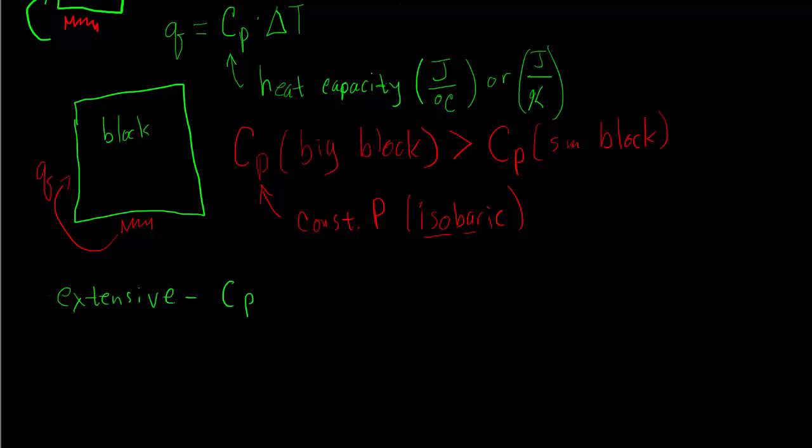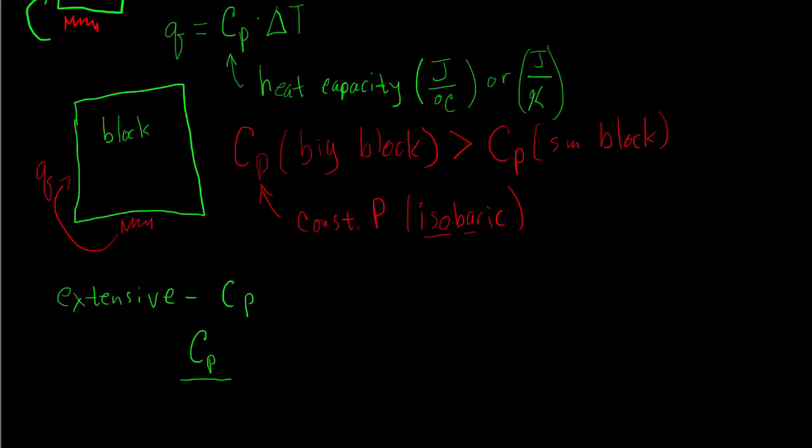So we know what extensive means. It means it depends on the amount of material. So we've seen in the past that we can create an intensive property, which doesn't depend on how much stuff you have and would just be a property of the material, by taking two extensive properties and dividing them. So what we're going to do now is divide Cp by the amount of stuff that we have.